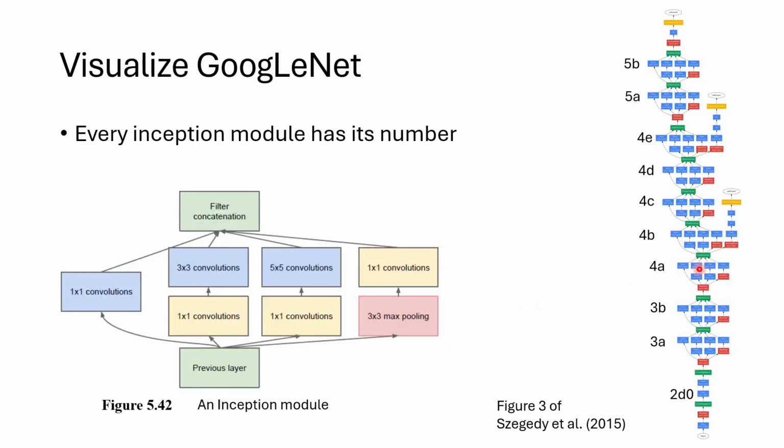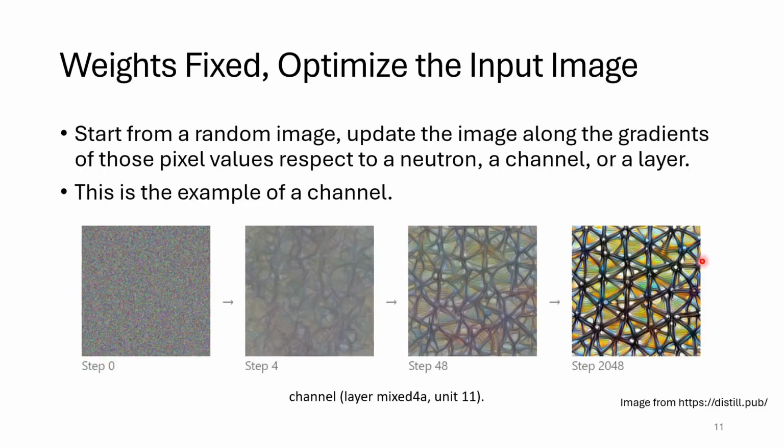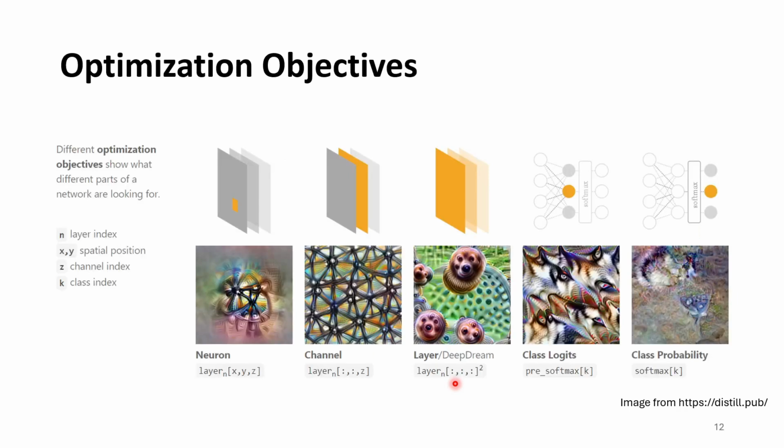So mixed4a is here, and there are several layers, 11 layers. Using this method, they can generate images for a neuron, like this one, for a channel, like this one, and for a layer, it looks like this one. So this is the result for a certain logit, and this is for a certain probability. Compare the two differences.